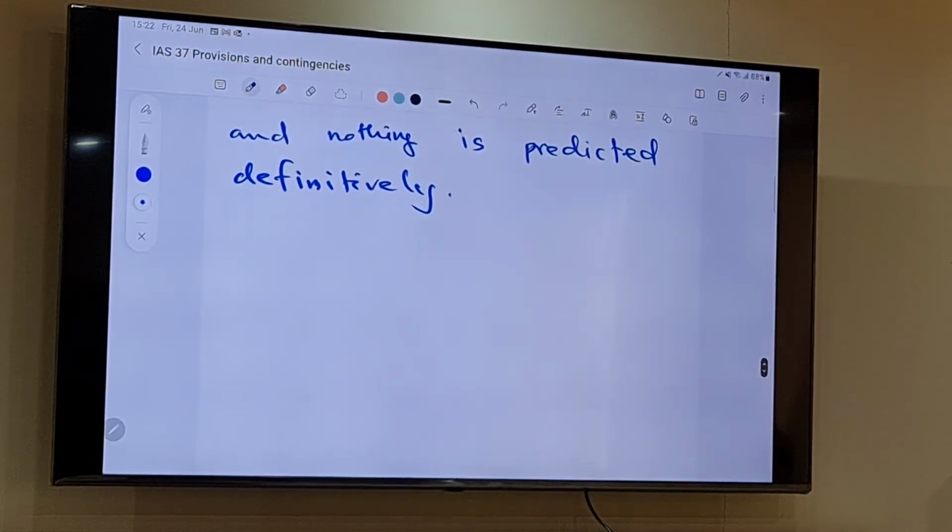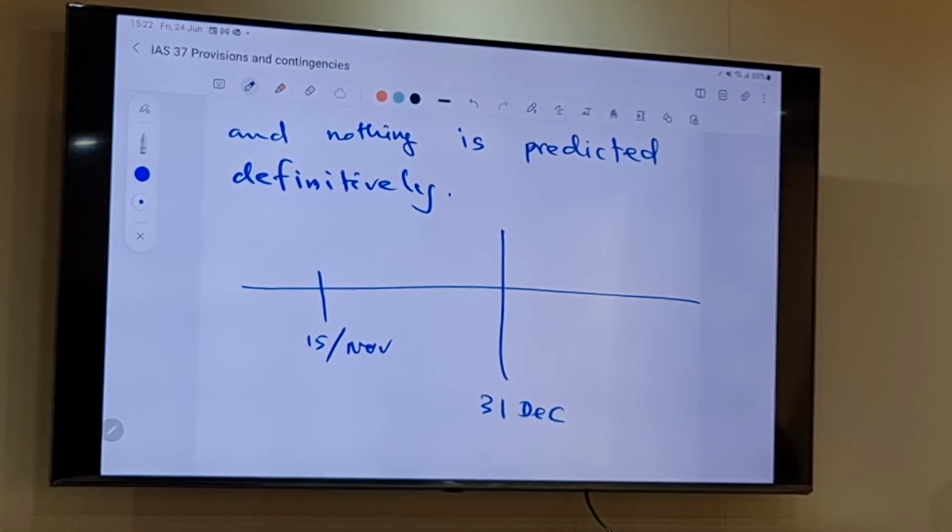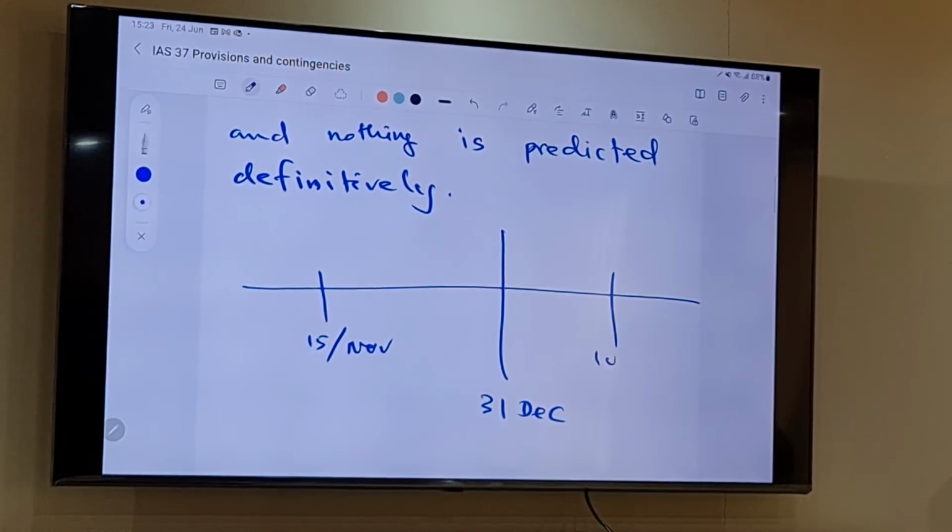Let's say we, as a business, have a court case with another customer or supplier. This court case was filed on, let's say, 15th of November, and now we are preparing accounts to 31st December. The next hearing of the case is on the 10th of April. Until then, do we know the outcome of the case? We do not.